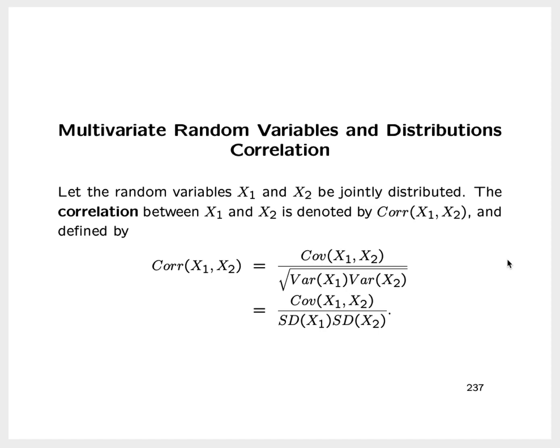Now let's define correlation. Let the random variables x1 and x2 be jointly distributed. The correlation between x1 and x2, which will be denoted this way in these notes, cor of x1 and x2, is defined to be the covariance of the two variables divided by the square root of the product of the variances. Another way to write that is the covariance of x1 and x2 divided by the product of the standard deviations.